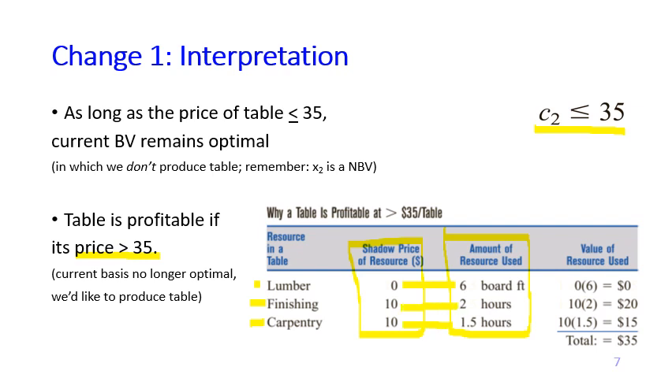And then we take the sum, and we see that to produce a table, we need resources that equal $35. Now this explains why if the price of the table is less than or equal to 35, we do not produce table. When the price is higher than 35, then table becomes profitable to produce. So you may see that we may use the shadow price to calculate whether the selling price of our product is good enough for us to produce that product or not.